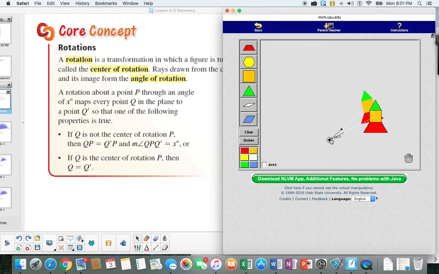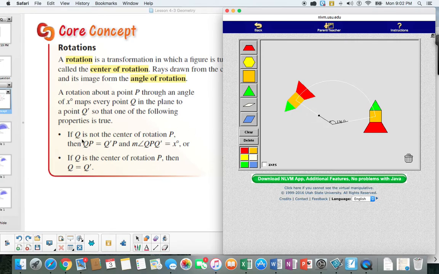Let me put the center of rotation right here at the edge of the rocket ship. And you can see as I rotate, that point, the center of rotation, doesn't change because it's part of the figure. And so that's the feel for what a rotation is doing.